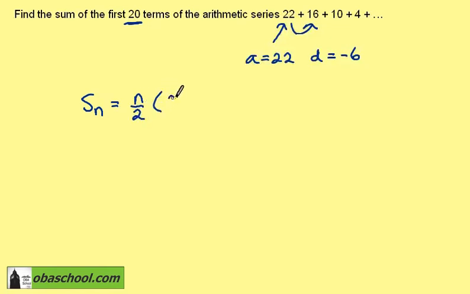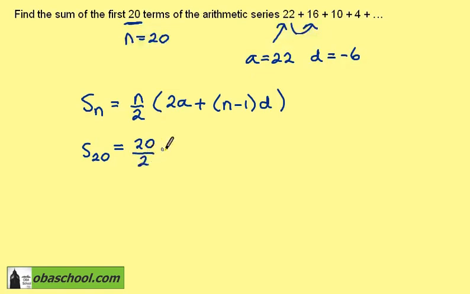The sum of n formula is n over 2, 2a plus n minus 1 d, and as stated, n is equal to 20. Substituting in, the sum of 20 terms is 20 over 2 times 2 multiplied by 22, add 20 take away 1, lots of minus 6.